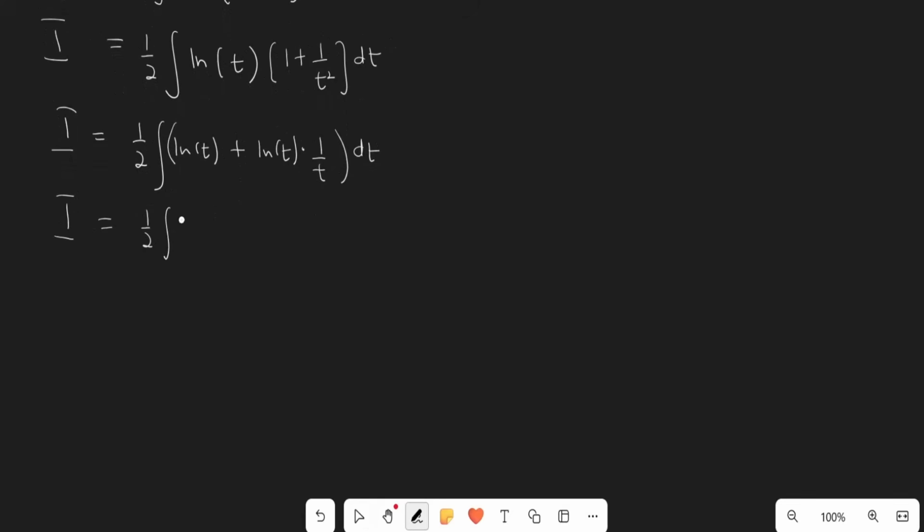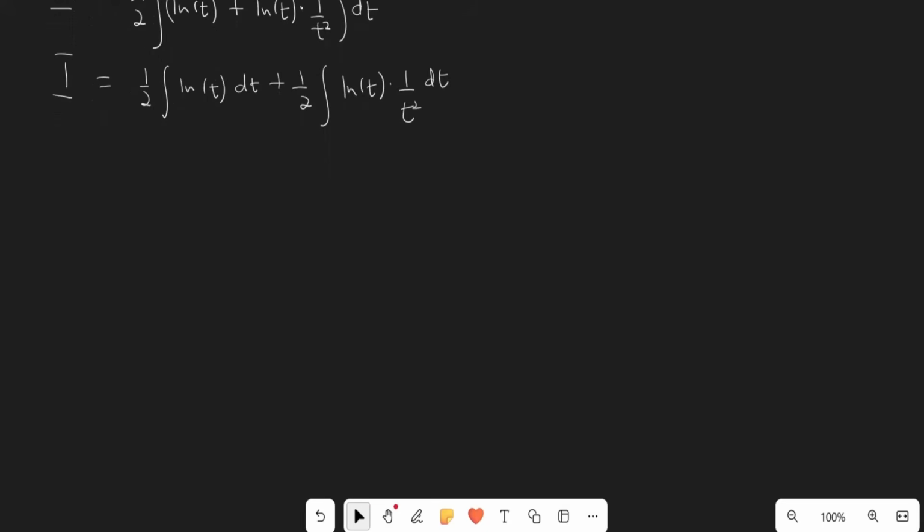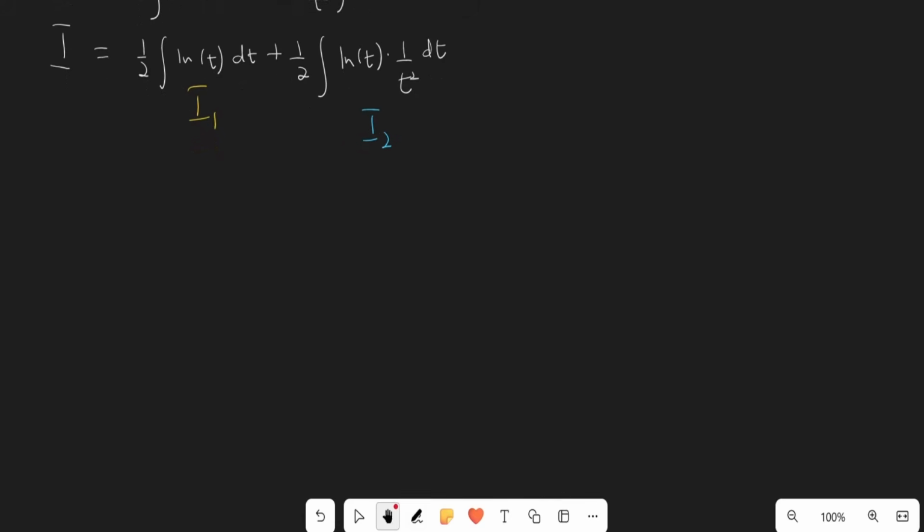This is 1/2 the integral of the ln of t dt plus 1/2 the integral of the ln of t multiplied by 1 over t squared dt. Alright, so I am now going to call the first one integral I1 and the second one integral I2 and tackle them one after the other.